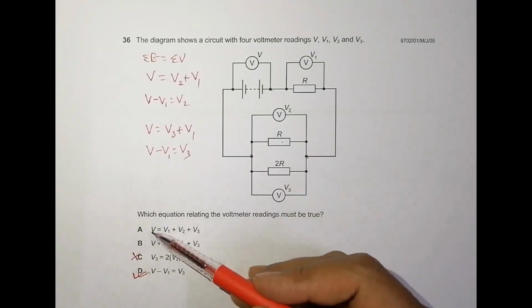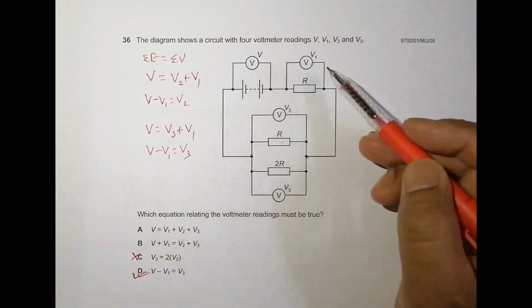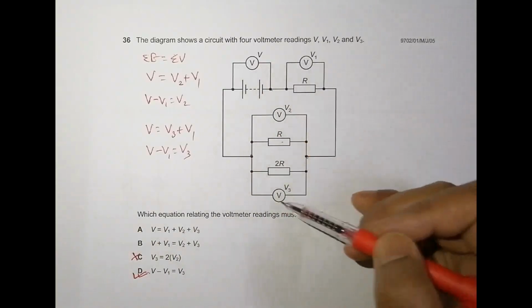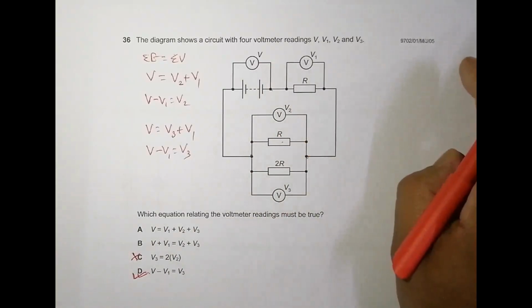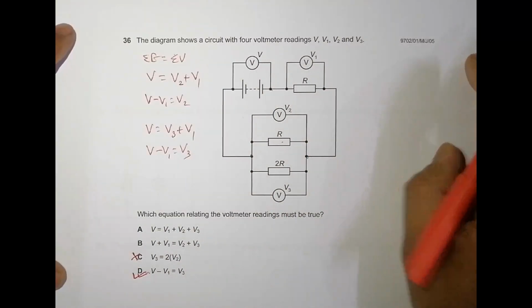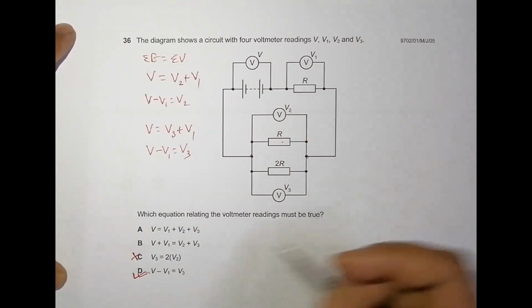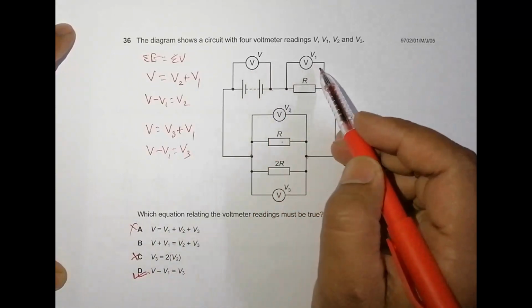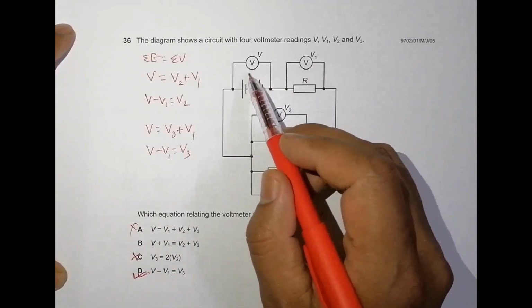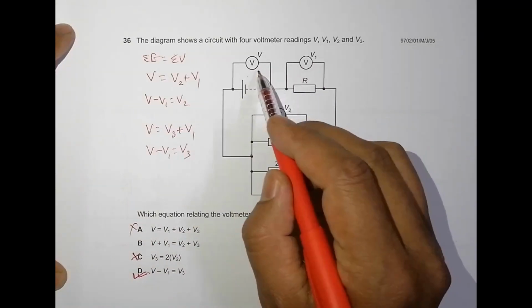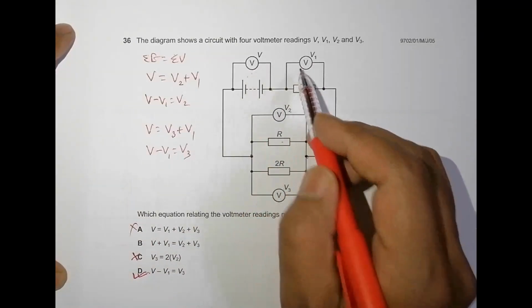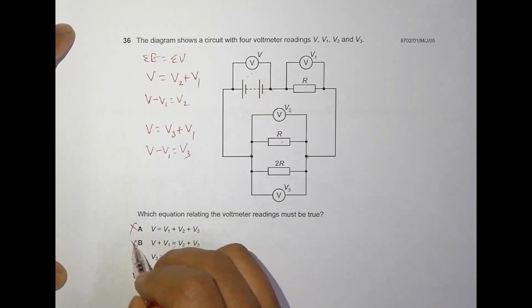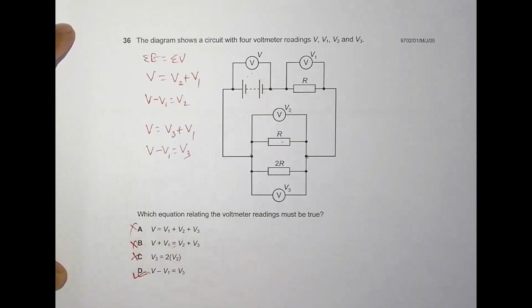And next is choice number A. It says V equal to V1 plus V2 plus V3. That's not correct, because V2 and V3 are equal, so they cannot be added here. Another choice, V plus V1, is again not correct, because it is the sum of EMF equal to the sum of PDs, and this choice adds the EMF and a PD, so this is also not correct. So our final answer is, the correct choice is choice number D.